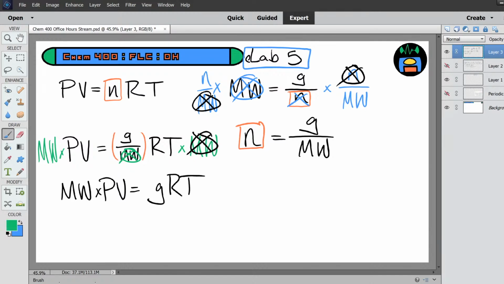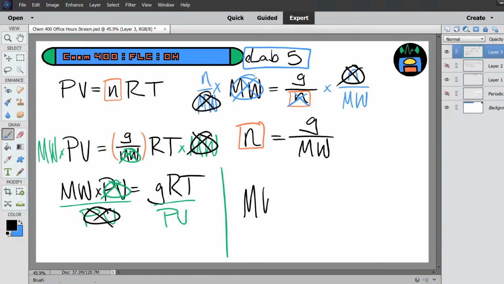And now we can divide both sides of this equation by PV. Pressure and volume cancel out of the left side of this equation. And now we get a new algebraic expression. The molecular weight of a gas is equal to the mass of that gas times the ideal gas constant times temperature divided by the pressure and volume of that gas.